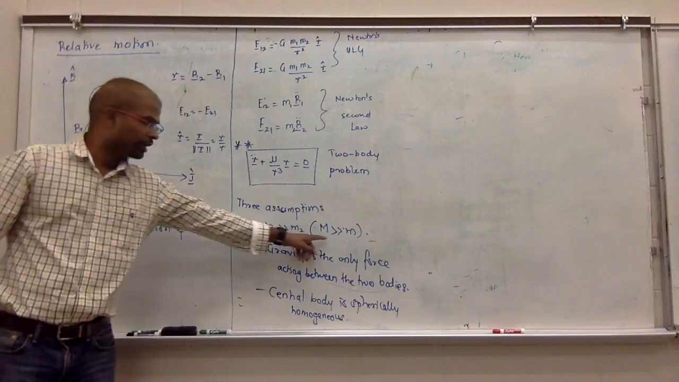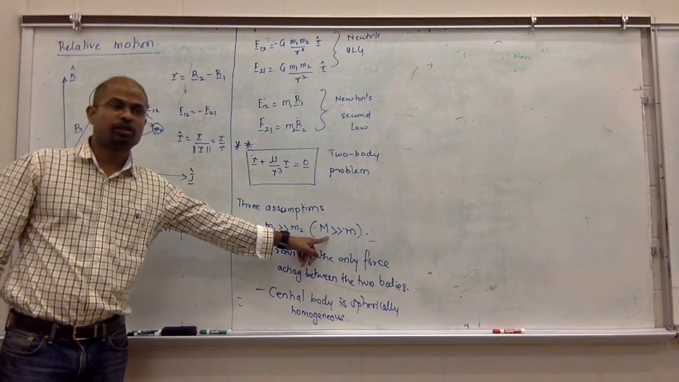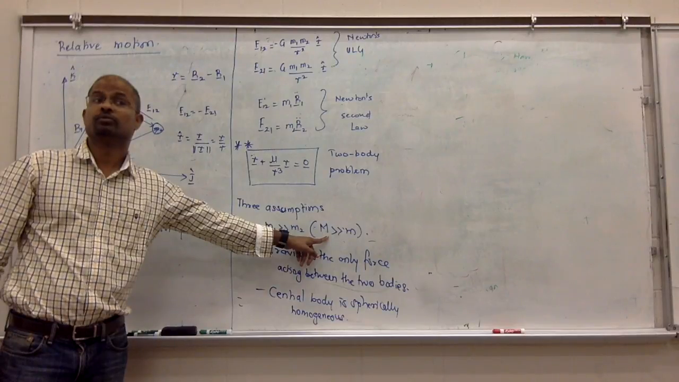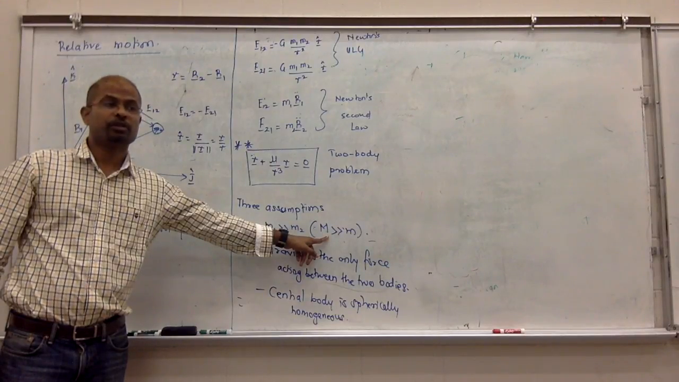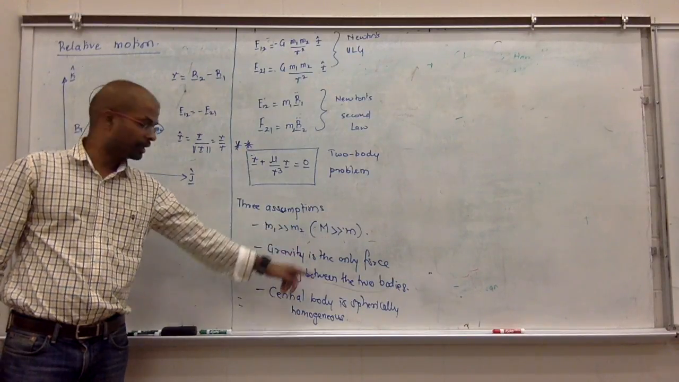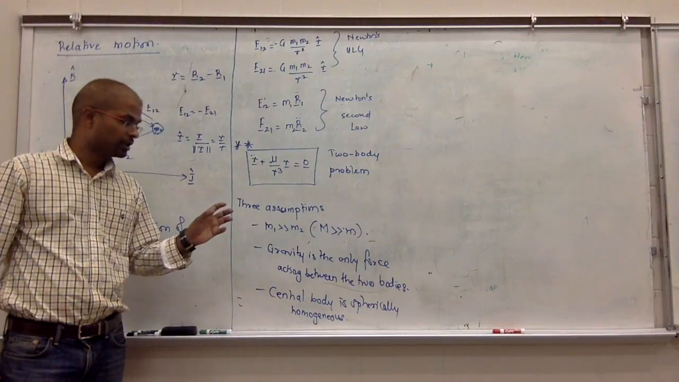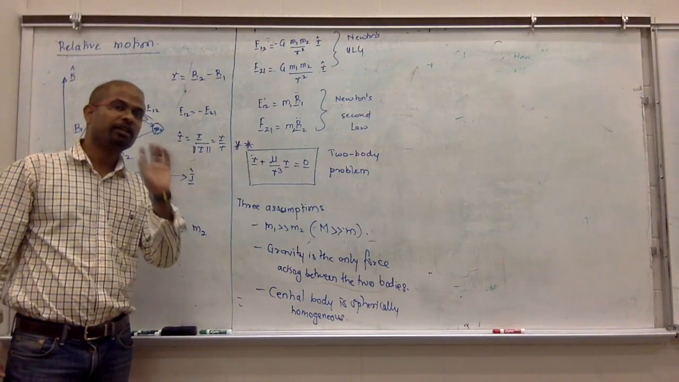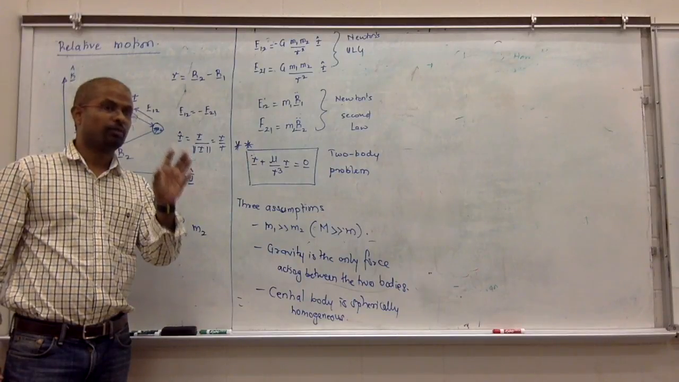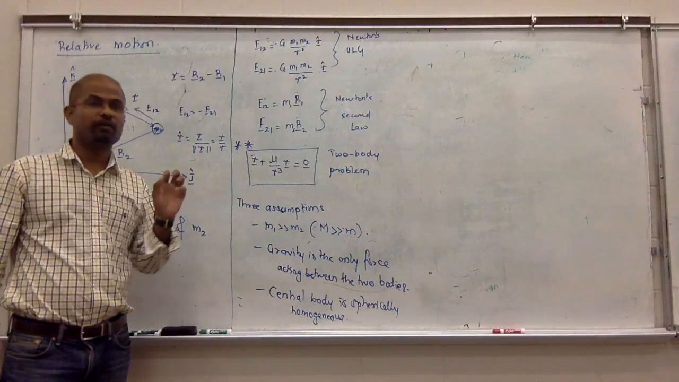The capital M is spherically homogeneous. What does that mean? A perfect sphere. What does perfect sphere mean? Symmetrical. The same radius at every point on the surface. Right, but spherically homogeneous means the geometric center and the center of mass are the same. The mass is equally distributed everywhere.